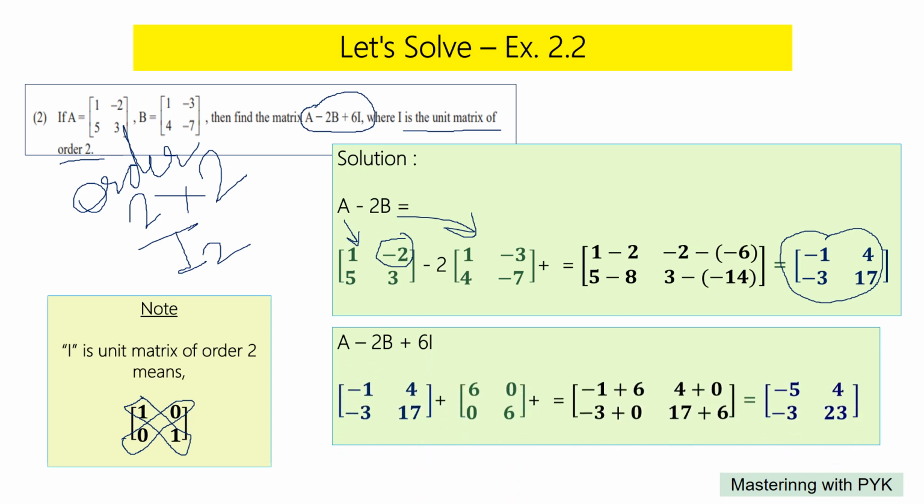So on solving, what do we get? 6I means 6 multiplied by 1, which is 6. 6 multiplied by 0 is 0. Right? And then it will become 0, 6. So on adding, the value is minus 5, 4, minus 3, 23. Right? Start practicing these sums so that you don't get confused and the clarity of the concepts is achieved.